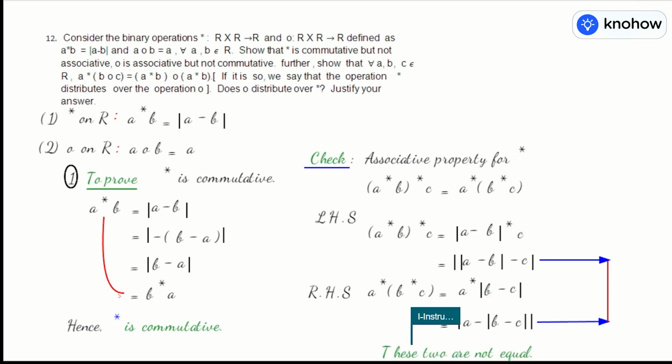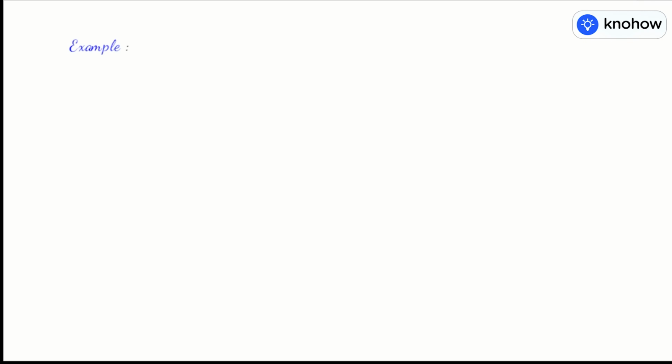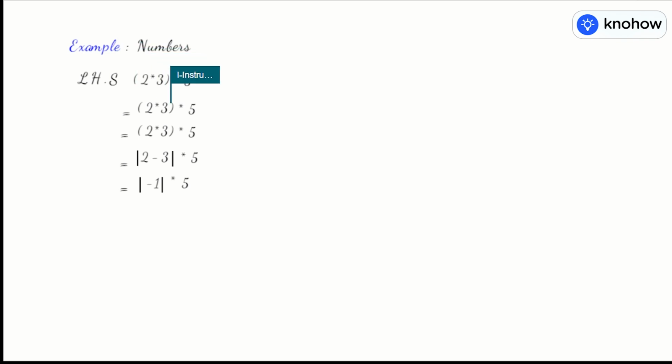Shall I take an example and check? Okay, suppose I take the numbers 2, 3 and 5. What will happen to the left hand side? See, 2 minus 3 is minus 1, modulus is 1, and minus 5 is minus 4, modulus is 4. So left hand side will be 4.